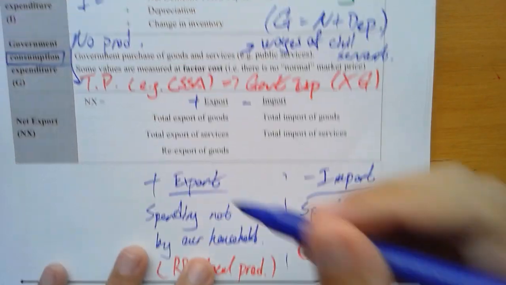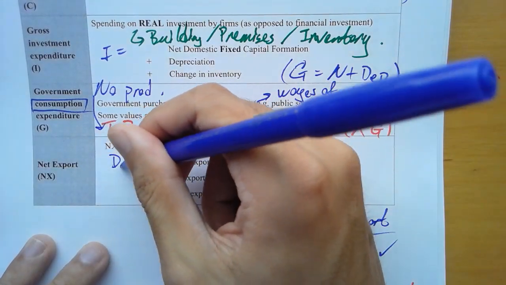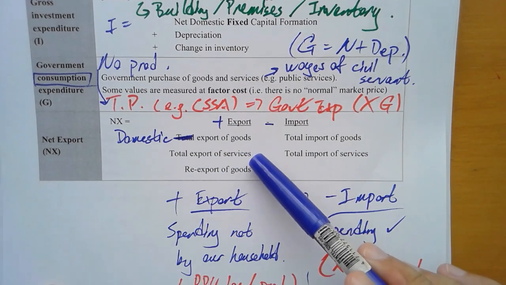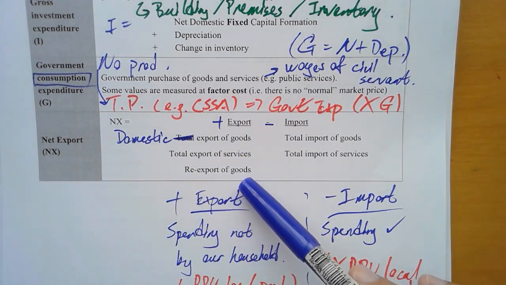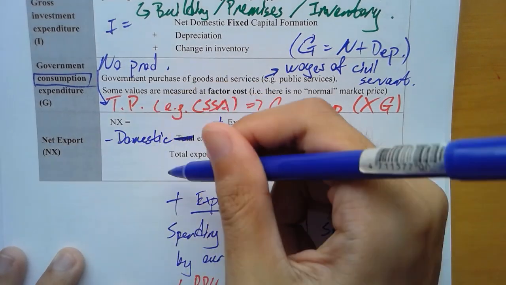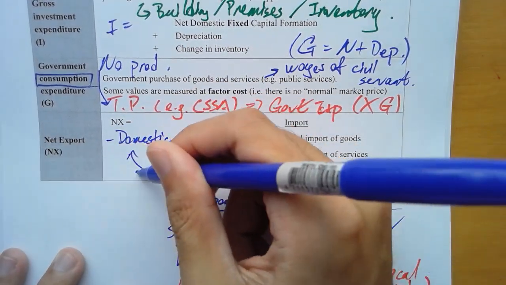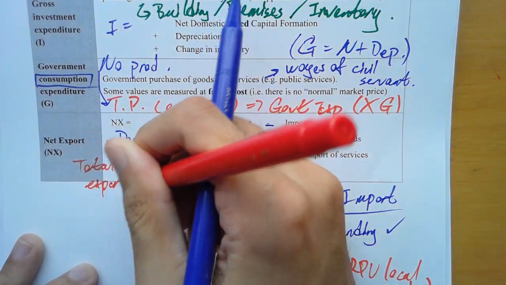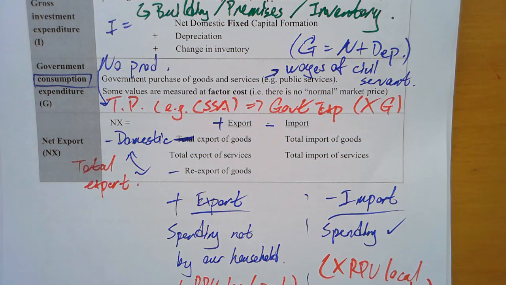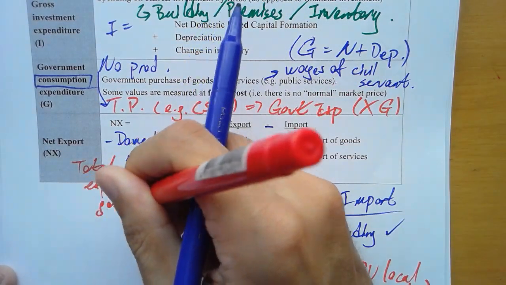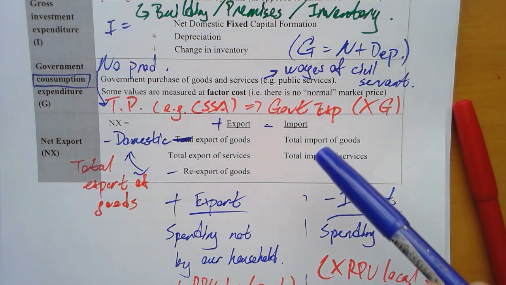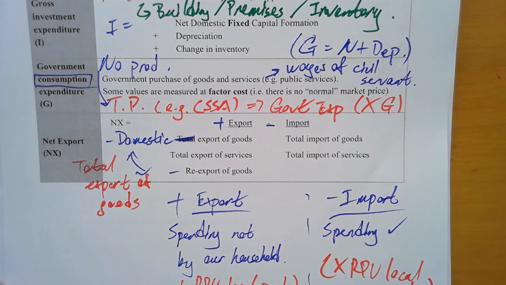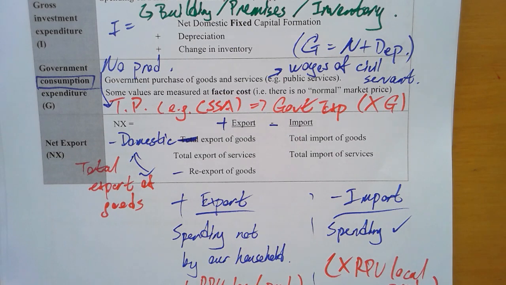Now here, export we can have domestic export of goods, export of services, plus re-export of goods. Sorry, this is not total, this is domestic. I mixed up. These two adding together, we call total export of goods and services. Import is my total import of goods and services. So that is C, I, G, N, X. Now, this is all theory, right?